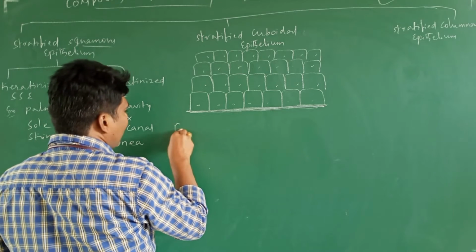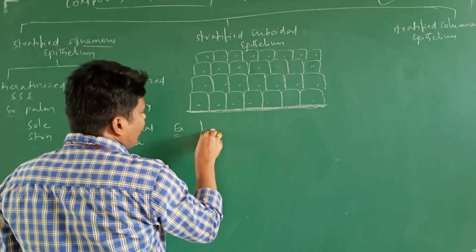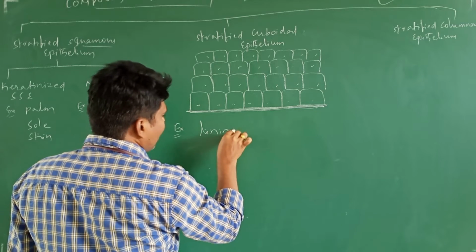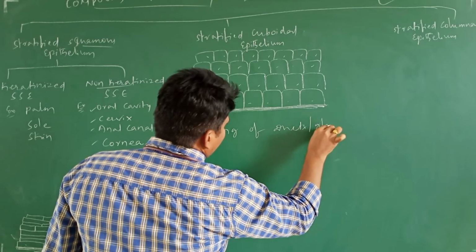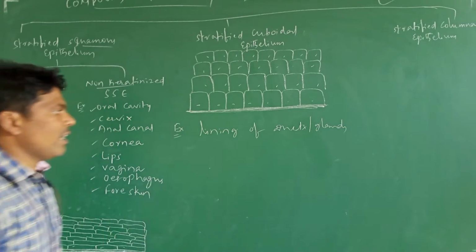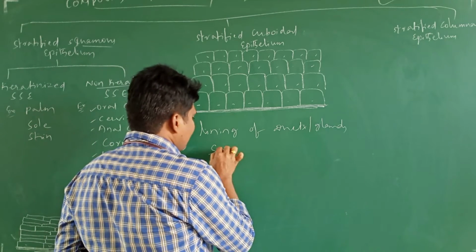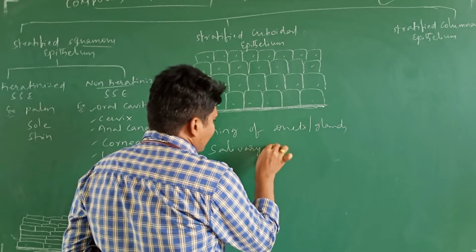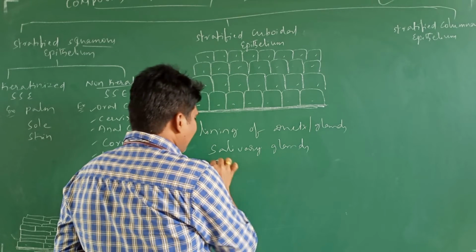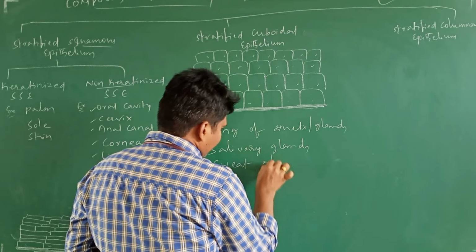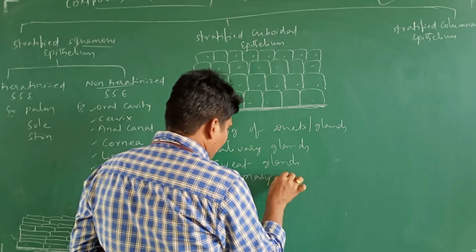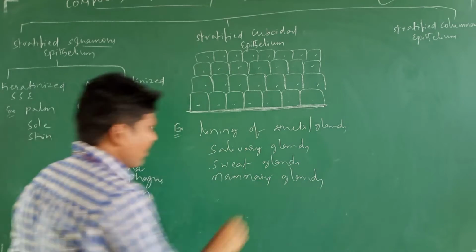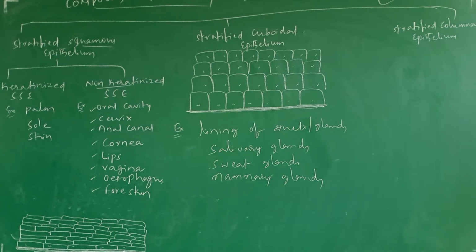For example, the stratified cuboidal epithelium is present in the lining of ducts or glands. Next, salivary glands, sweat glands, mammary glands. So these are the lining parts where it is present.